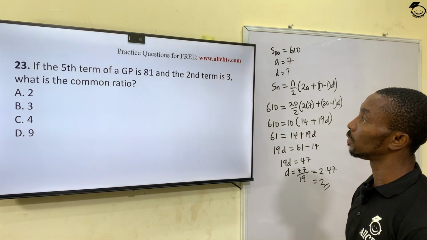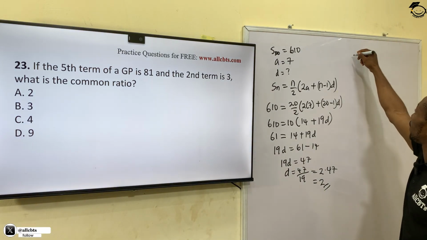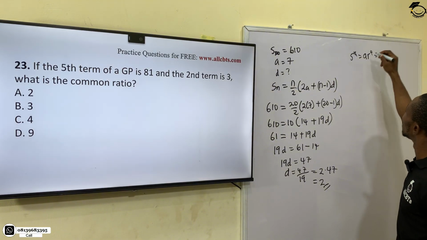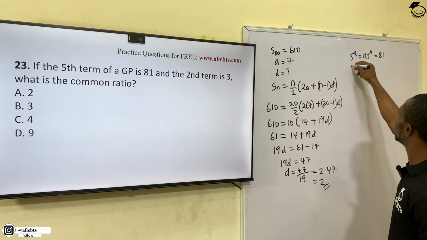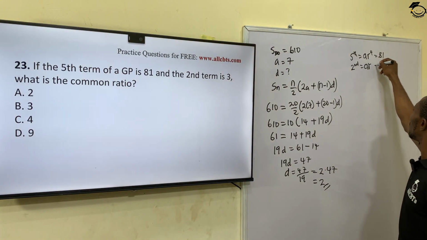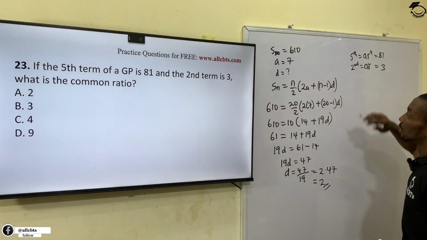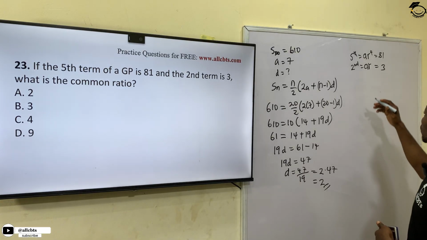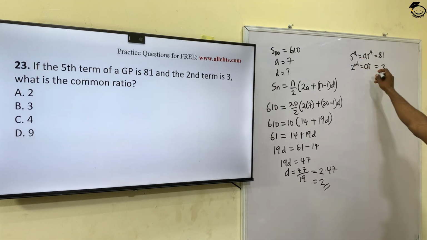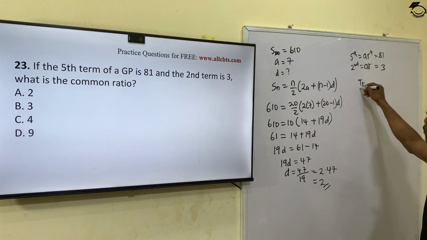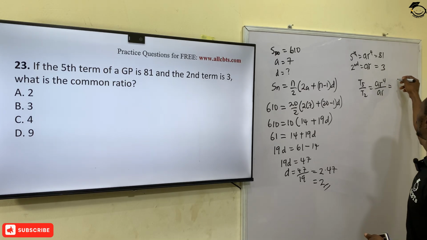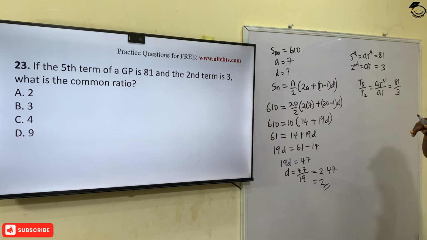If the fifth term of the GP is 81, now we have our fifth term, which is ar raised to power 4, as 81, and the second term, which is ar, as 3. It says find what is the common ratio. Now, in order to find the common ratio, we will divide the fifth term by the second term. So this becomes T5 over T2, which is ar raised to power 4 over ar, which gives us 81 over 3. We cancel a, okay?